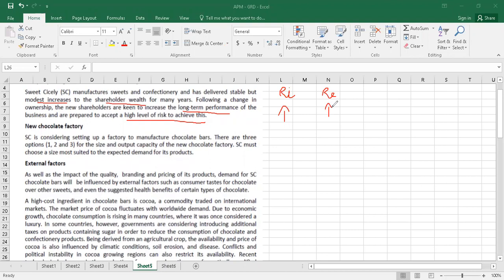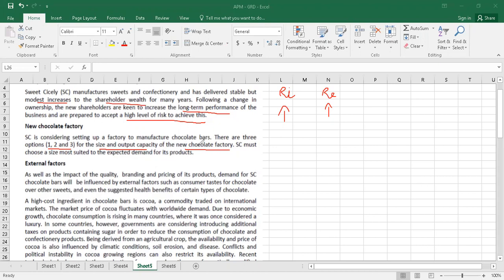Now, SC is considering setting up a factory to manufacture chocolate bars. There are three options, 1, 2, and 3, for the size and output capacity of the new chocolate factory. So which size of factory do they want to go ahead with? SC must choose a size more suited to the expected demand for its products.